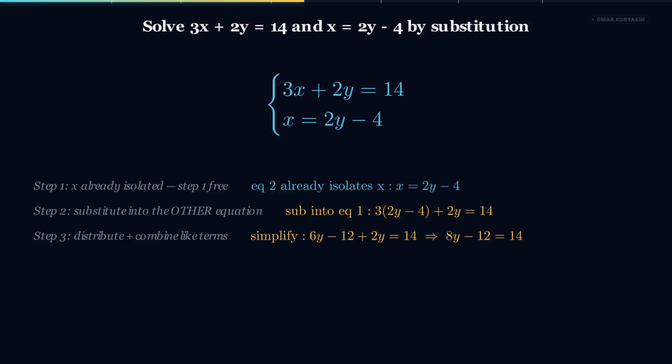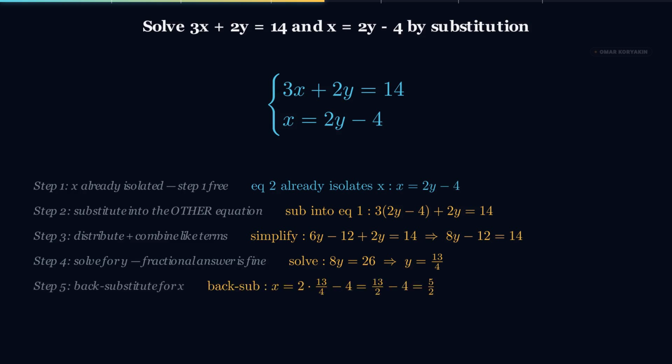Step 3. Simplify. Distribute: 6y minus 12 plus 2y equals 14. Combine like terms: 8y minus 12 equals 14. The simplified equation is in standard one-variable form, ready to solve for y. Step 4. Solve for y. Add 12 to both sides. 8y equals 26. Divide by 8: y equals 26 over 8, which simplifies to 13 over 4 when you reduce the fraction. The first variable is now solved with the fractional value 13 over 4.